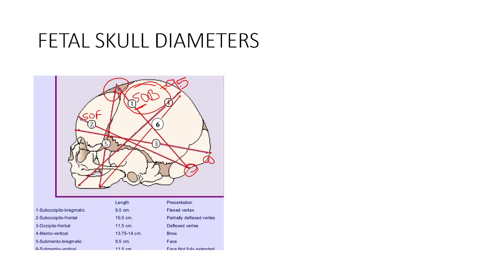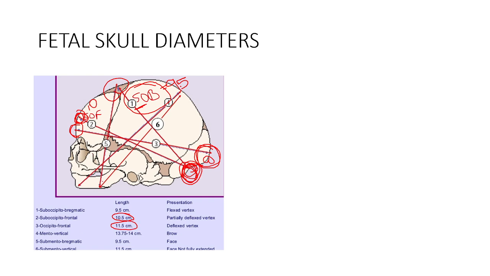Then comes the second diameter, the suboccipitofrontal. The starting point is the same, suboccipito, to the frontal bone. This is around 10.5 centimeters. Coming to the third diameter, the occipitofrontal, here you go to the occipital bone. So occiput to the frontal bone, that is occipitofrontal, is 11.5 centimeters.